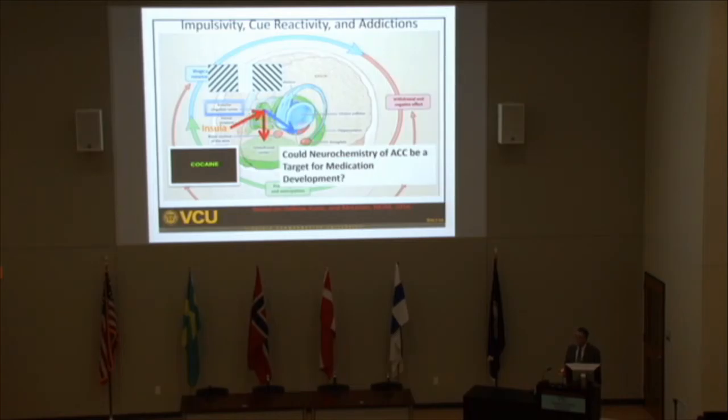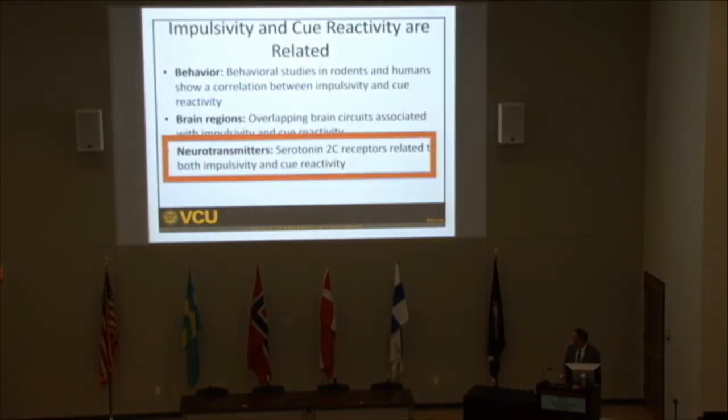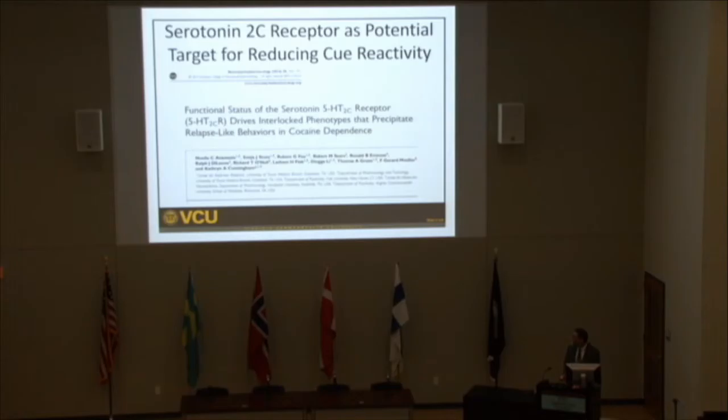So could the ACC, if we go there and look for differences in neurotransmitter function, could that be a way for us to look at potential pharmacotherapy targets? So that's the next part of what I was going to talk about.